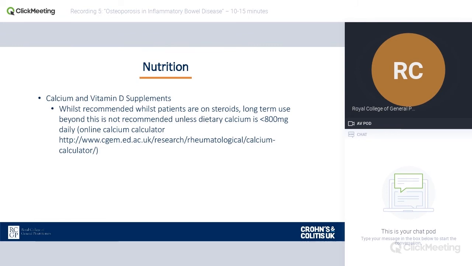It can be quite difficult when you talk to patients about how much calcium they take, whether or not they meet the 1,000 milligrams a day. There's an online calcium calculator which is linked into this slide, which I tend to suggest to patients that they look at themselves and input their diet into it and work it out from there.